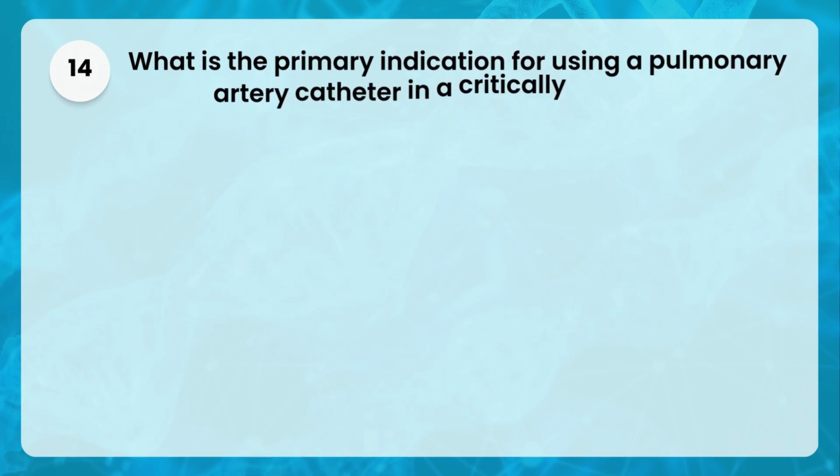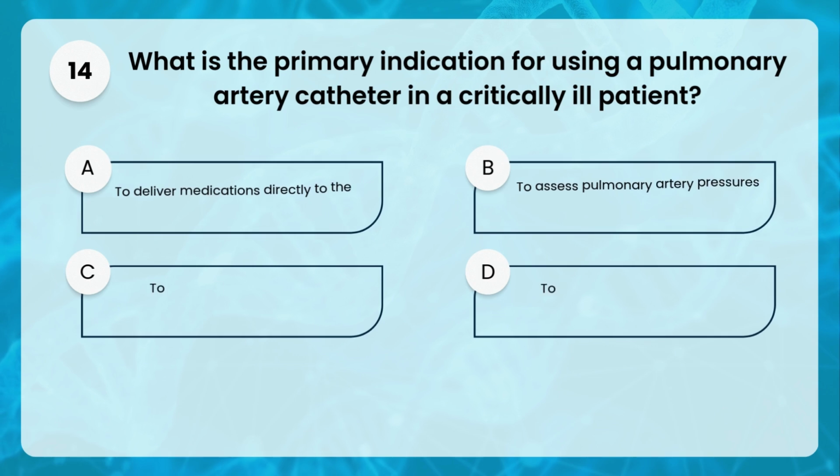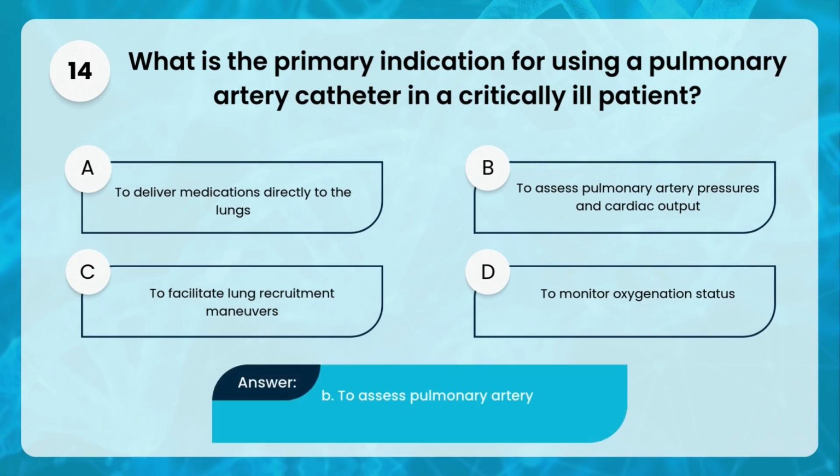Number 14. What is the primary indication for using a pulmonary artery catheter in a critically ill patient? A. To deliver medications directly to the lungs. B. To assess pulmonary artery pressure and cardiac output. C. To facilitate lung recruitment maneuvers. Or D. To monitor oxygenation status. The answer is B. To assess pulmonary artery pressure and cardiac output.